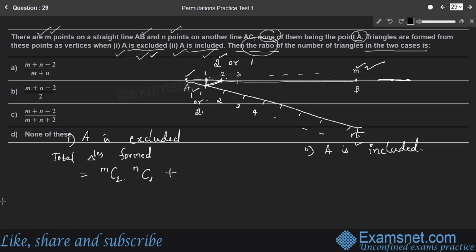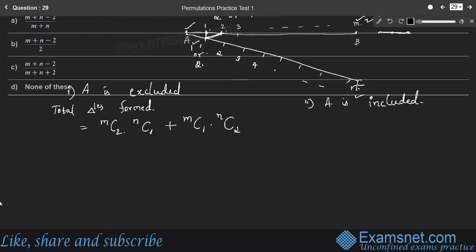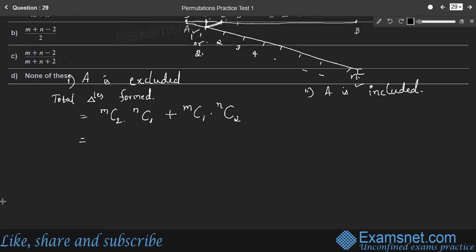And we have another case, right? Where we have to select only 1 point out of m points, right? Therefore, it is MC1 into, we have to select 2 points from line AC, right? Therefore, it is NC2, right? This gives the total number of triangles formed when A is excluded, right? Without point A.